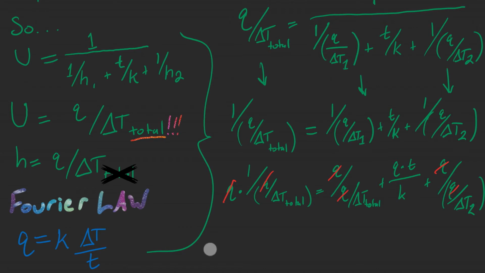So let me change the color here really quick. So what does that give us? When everything is canceled out, that first term then just becomes delta T of the total system, and the next term just becomes delta T1. The next term just becomes Q times thickness divided by K.